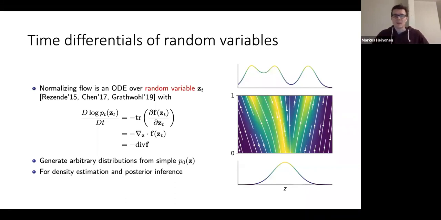And this way we can generate rather complex densities from very simple base densities. So this is basically a way to generate more complex random variables. And this is obviously useful in things like density estimation, when we are estimating p(x), or in variational inference, where we can try to enhance the Gaussian mean field approximation into something more complex.